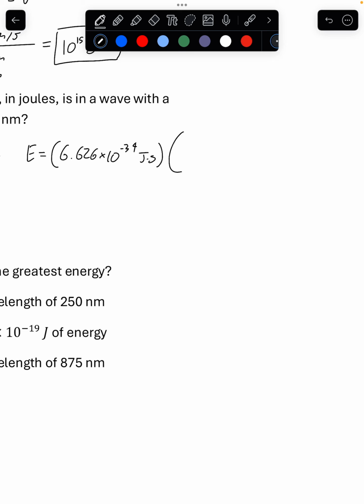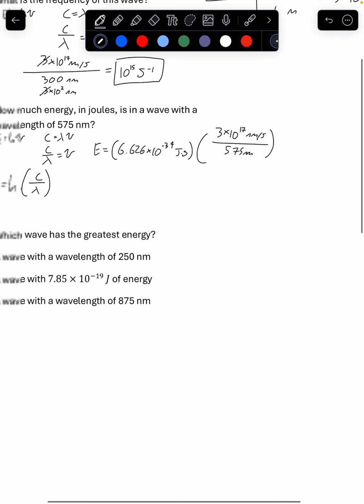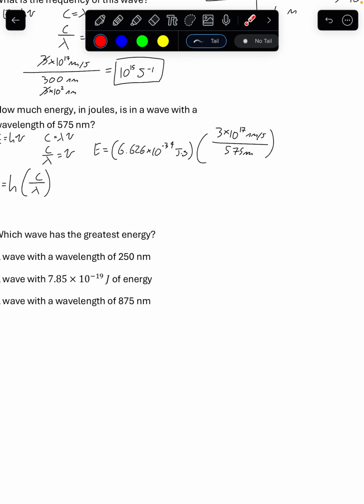Well, what's my speed of light? It's 3 times 10 to the 8 meters per second, or 3 times 10 to the 17 nanometers per second. I'm going to use that nanometer unit because I have nanometers on the bottom with a wavelength of 575 nanometers. Now I can see that nanometers cancels out and I'm left with seconds on the bottom of a fraction, which will cancel out with that seconds there, and I just have joules as my unit of energy, and that makes sense.